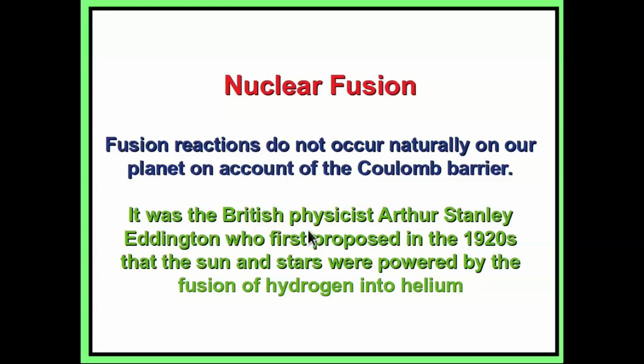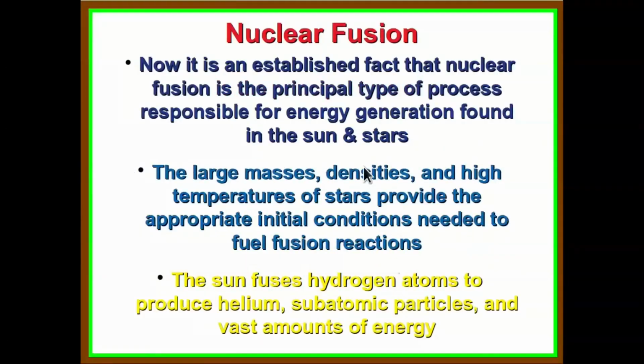It was the British physicist Arthur Stanley Eddington who first proposed in the 1920s that the sun and the stars were powered by the fusion of hydrogen into helium. So he argued that the source of energy in the sun and the stars is basically the fusion of hydrogen nuclei into helium. Now it is a well-established fact that nuclear fusion is the principal type of process responsible for energy generation in the sun and the stars. The large masses of the stars, the high densities and the high temperatures of the stars, these are all factors which provide the appropriate initial conditions needed to fuel the fusion reactions.